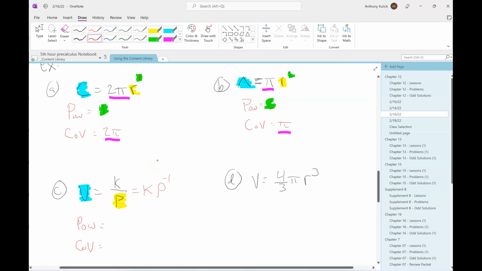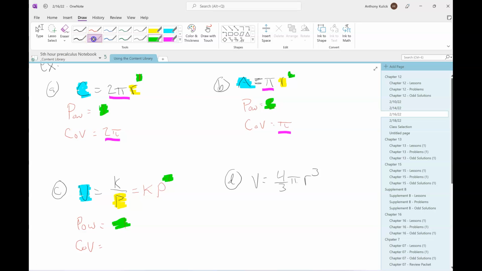We could also rewrite this way, right, with a negative exponent on the P. Remember, a negative exponent makes a reciprocal. So what is the power really here? -1. Mr. Kulik, you're so sneaky. Yup. Never underestimate the sneakiness of your math teacher. And then the constant of variation.